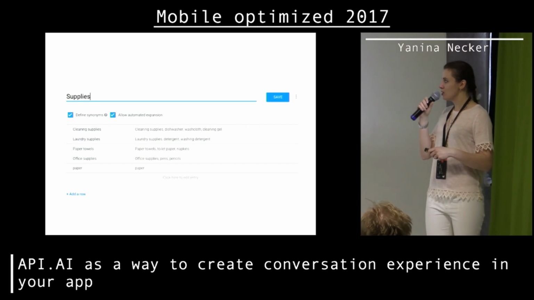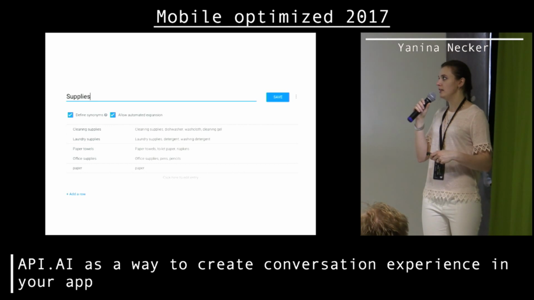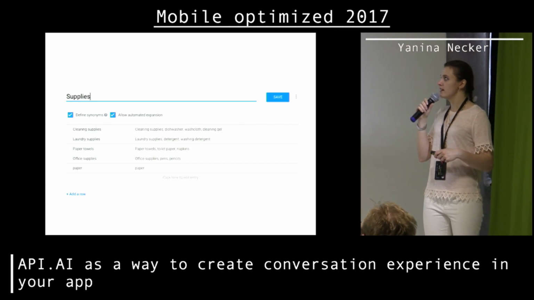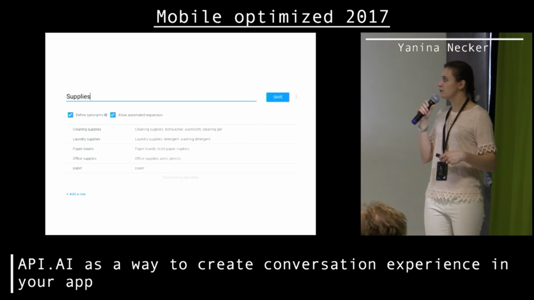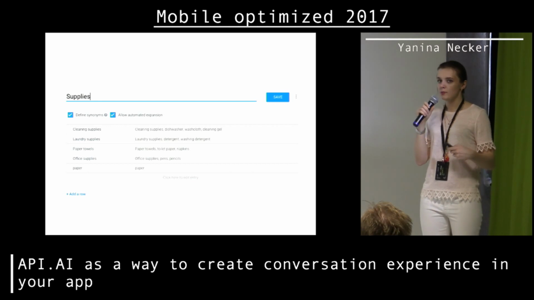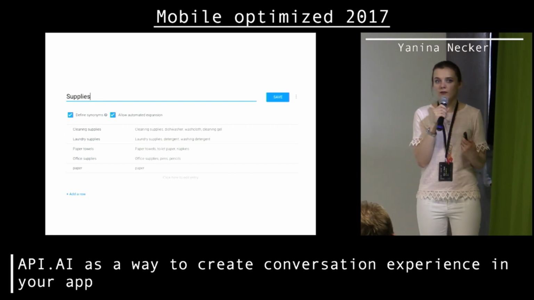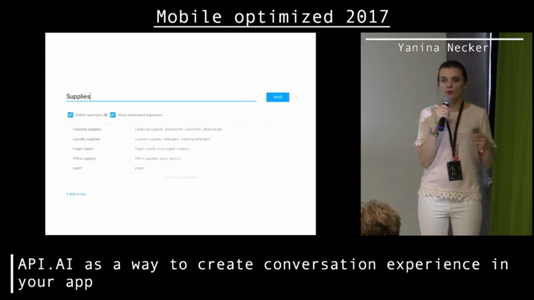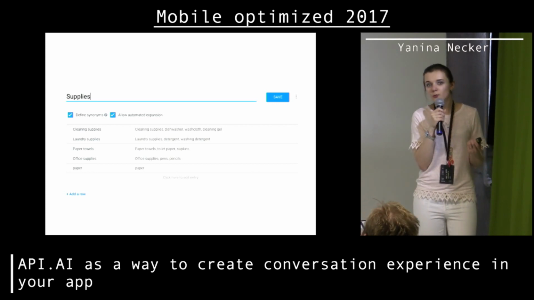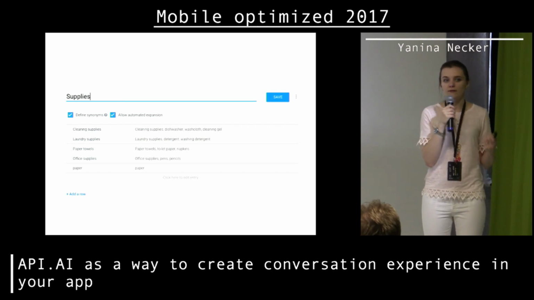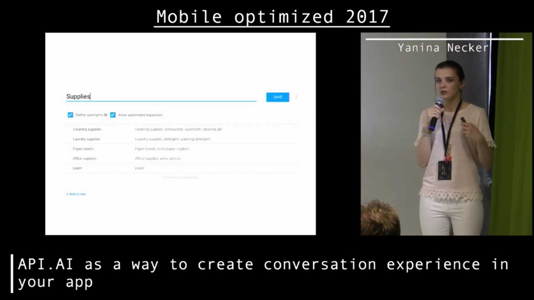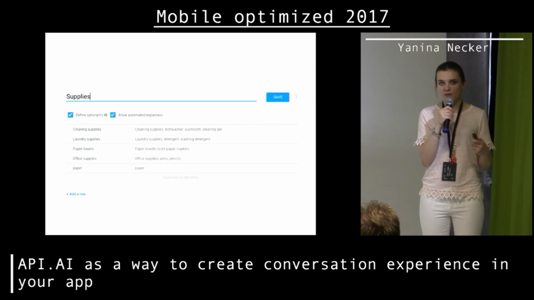Now, please pay attention to these two checkboxes right here. The first one is define synonyms. You can disable it or enable it. If you enable it, you are also able to provide for each type any synonyms, because many people can name one thing in different ways. Suppose I want a cleaning supply, but what if I want specifically a dishwashing liquid? Then I will say I want to find a dishwashing liquid. So it's in your best interest to define as many synonyms as possible for one given entity.